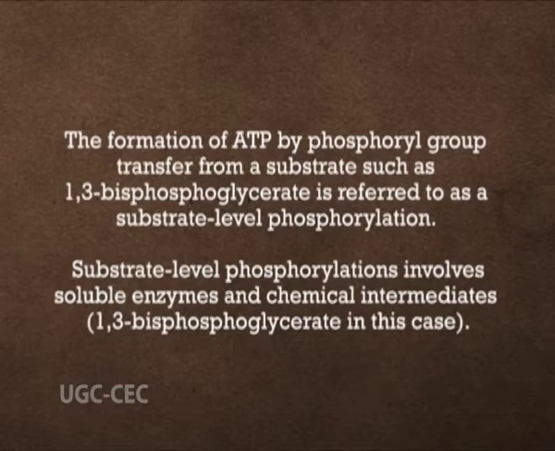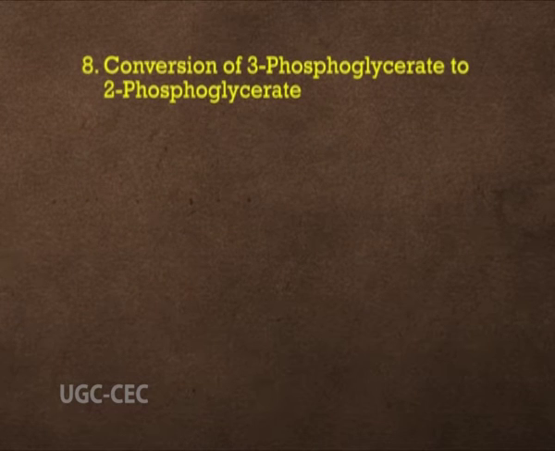Steps 6 and 7 of glycolysis together constitute an energy coupling process in which 1,3-bisphosphoglycerate is the common intermediate. It is formed in the first reaction, which would be endergonic in isolation, and its acyl phosphate group is transferred to ADP in the second reaction, which is strongly exergonic. The formation of ATP by phosphoryl group transfer from a substrate such as 1,3-bisphosphoglycerate is referred to as a substrate-level phosphorylation. Substrate-level phosphorylations involve soluble enzymes and chemical intermediates, 1,3-bisphosphoglycerate in this case.